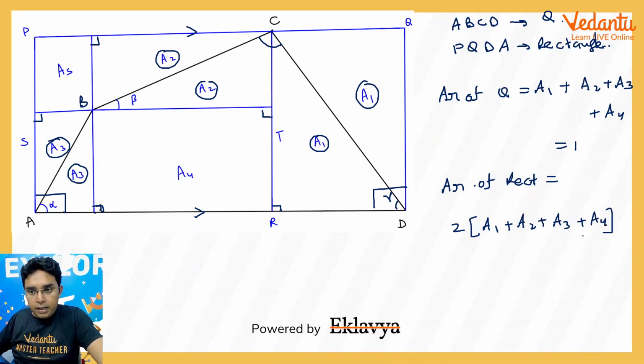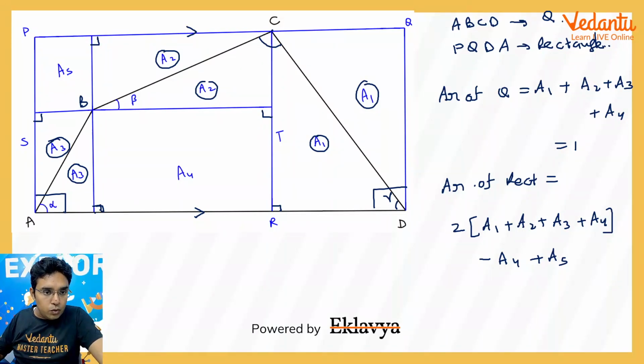But in this rectangle, A4 is only once, so I will be subtracting A4, and there is A5 outside, that is also included, which was not there in the quadrilateral. So if I am able to prove that A4 is bigger than A5, I think we can say this area of rectangle will be lesser than 2. Now do this thing.